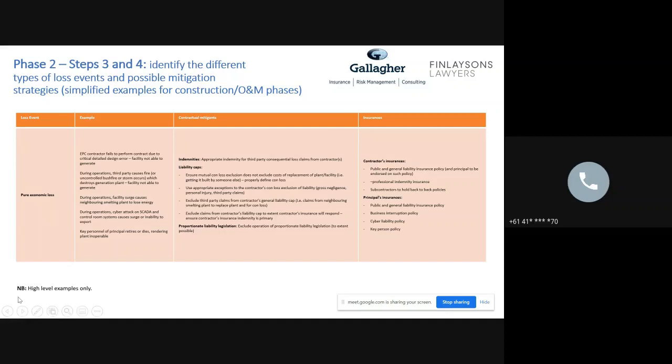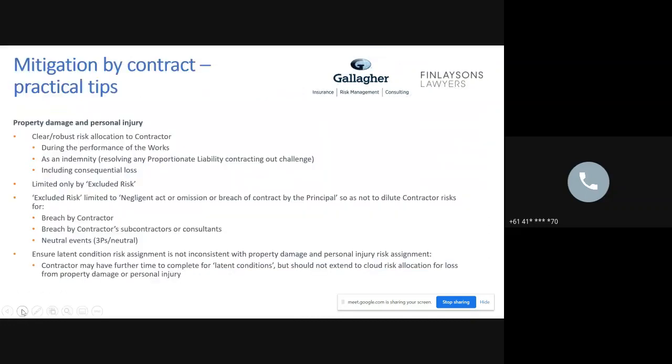The next slide there is mitigation by contract practical tips. I've worked through these predominantly already when talking through that table there. The only other things to mention are probably in my third dot point there in relation to excluded risk. There likely will be some pushback from the contractor to say that, well, we're not going to take complete responsibility for everything that happens on site in relation to property damage and personal injury if you as the principal do something that's wrong that results in that property damage or personal risk.